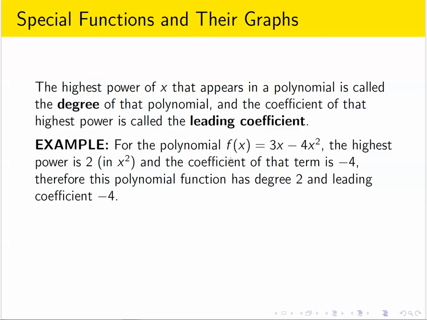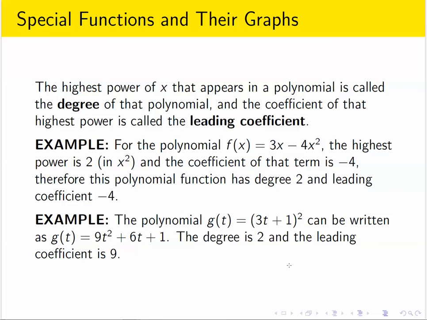For example, with this polynomial, 3x minus 4x squared, remember that this is really 3x to the 1. So when we look at those two powers, the highest power is 2, so that means the degree is 2. And the coefficient of that highest power is minus 4, so the leading coefficient is minus 4.